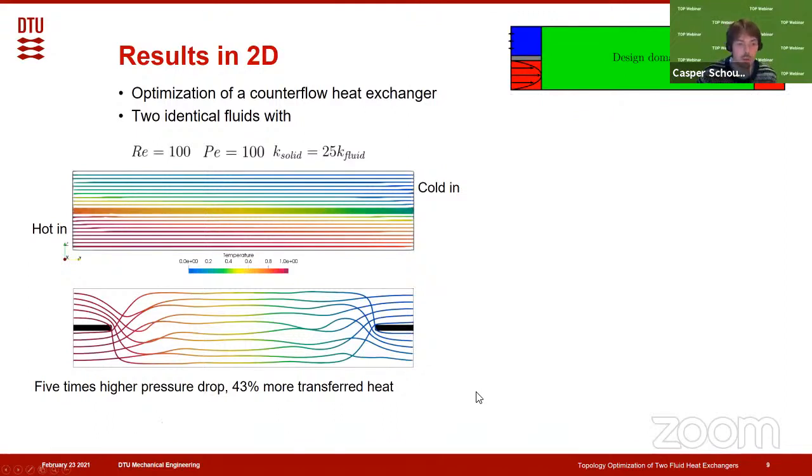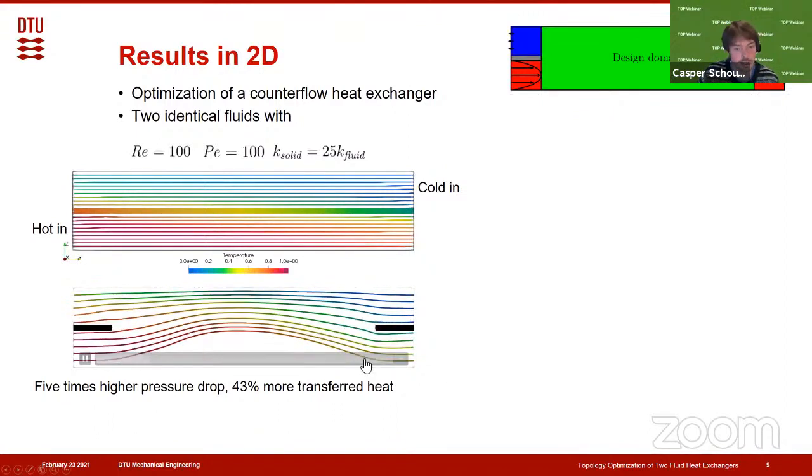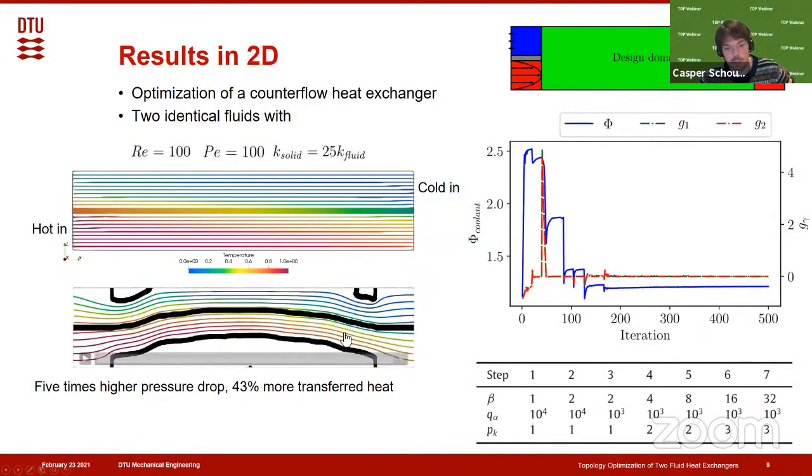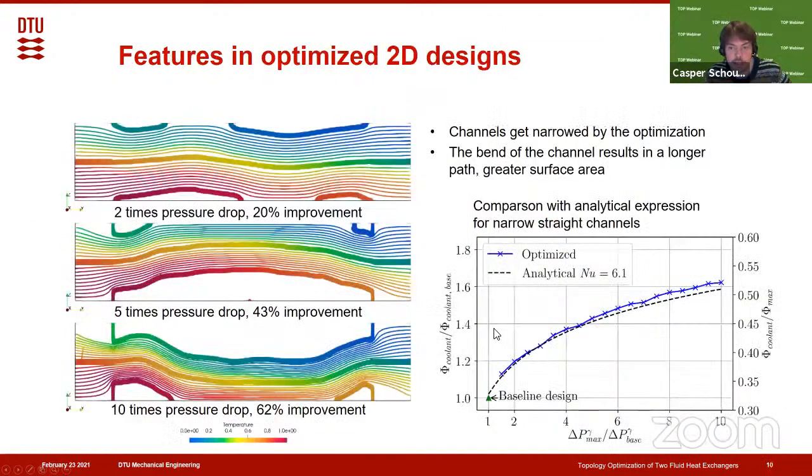So if we look at the results in 2D, we can see how we optimize the structure in a 2D setting, which is not that interesting because there are not many opportunities for increasing the heat transfer. Basically, we just get narrow channels. If we look at how we are optimizing, we see that there are several steps due to the continuation in the beta parameter. We have verified the implementation against an analytical optimal estimate on the heat transfer, and we see that we can be a bit better. That is because the analytical estimate cannot make a curved channel.